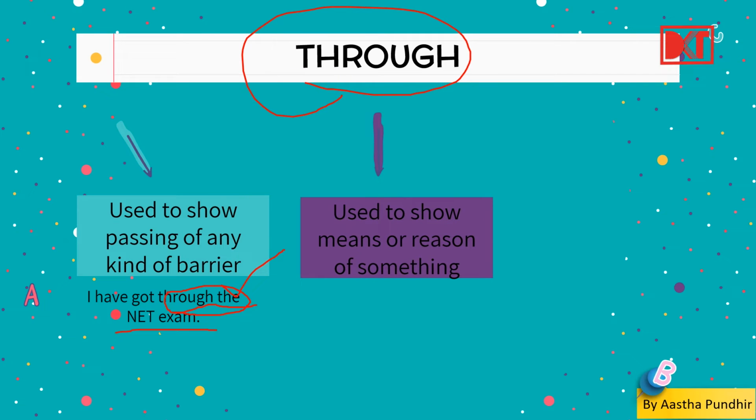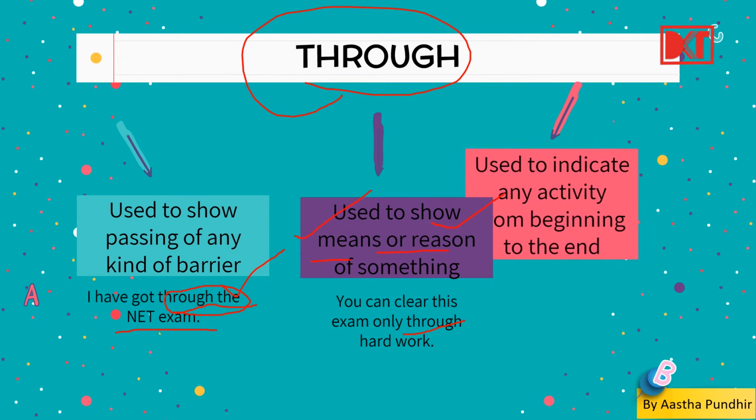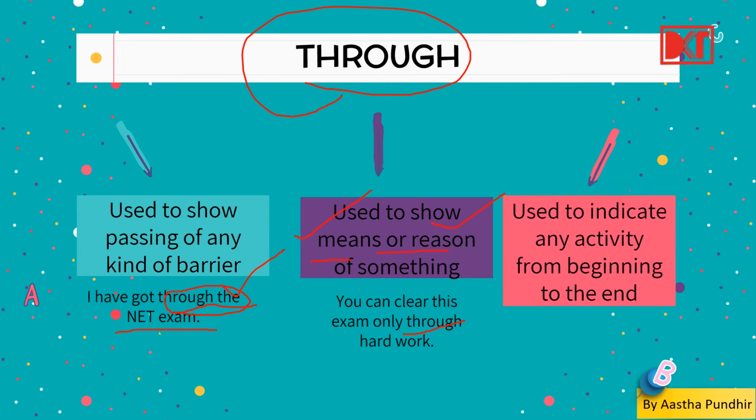Then used to show means, a reason of something. How? You can clear this exam only through hard work. जैसे means या reason. कैसे कर सकते हैं आप ये एग्जाम को पास? Only through hard work.